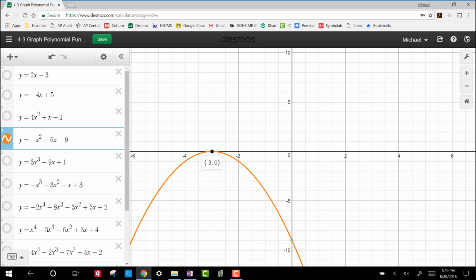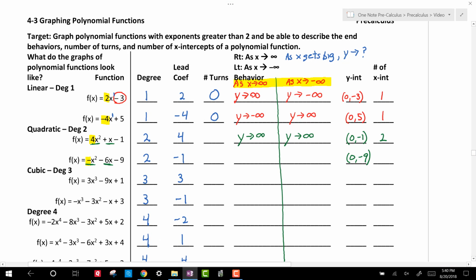So this is a parabola that's facing down. I have a y-intercept at 0, -9. We already saw that on the other sheet. And we only have one x-intercept. Both sides are going down, so as x goes to positive infinity, y is going down to negative infinity. And because it's a parabola, both sides do the same thing. Y goes to negative infinity as x goes to negative infinity.